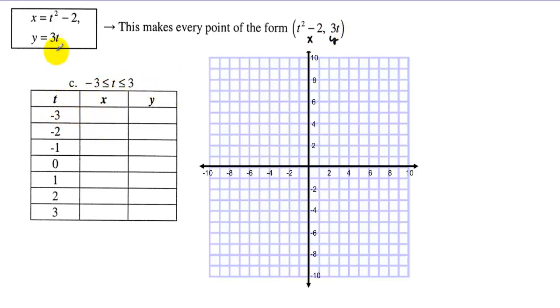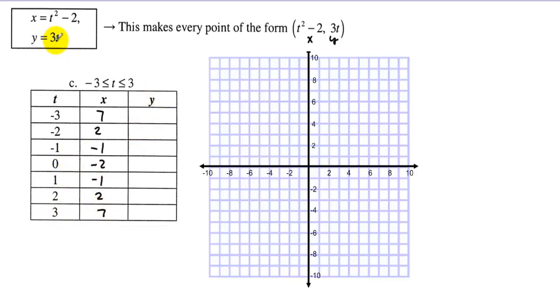We're going to plug -3 into both and -2 into both and so on. So let's just do, how about the x's? We have 9 minus 2. That's going to be 7. With -2 plugged in, we get 4 minus 2, that's 2. 1 minus 2 is -1. Plug 0 in, we get -2. When we plug 1 in, we get -1. 4 minus 2 is 2. And then 9 minus 2 is 7.